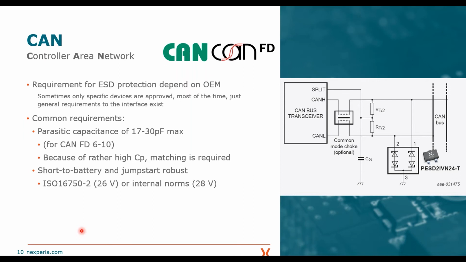And for CAN, it's usually a differential signal. So we have 2 lines here, CAN high and CAN low. We need to protect both of them, and usually there are 2 ESD protection devices in one package. And here, to keep the symmetry of the lines, the capacitance matching, meaning the difference between both ESD diodes, needs to be taken into account. Usually the difference between the capacitance should be below 1%.